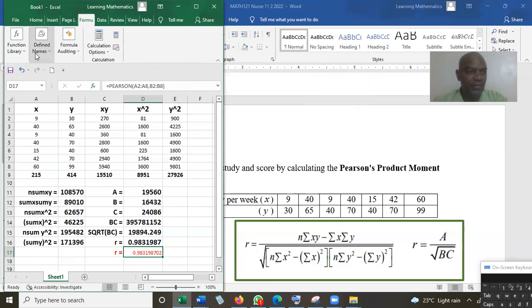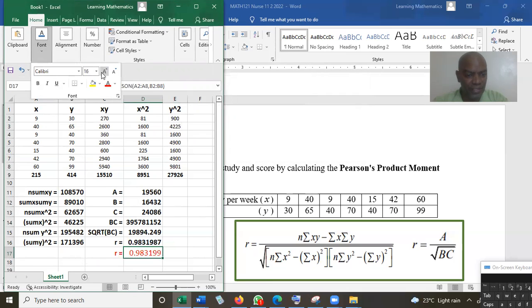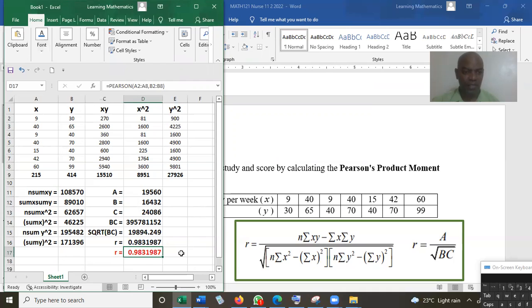0.98319. We can increase this in size to indicate to Excel that it has verified this value for us. And here you have it: manually using Excel and automatically using the formula built in Excel, Pearson's product moment to measure the correlation between two variables.